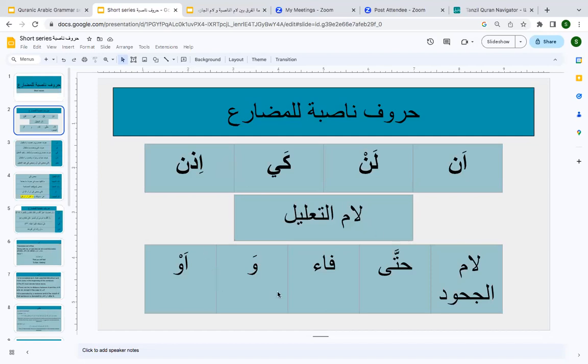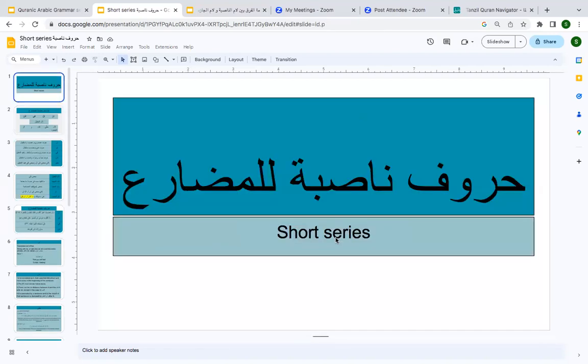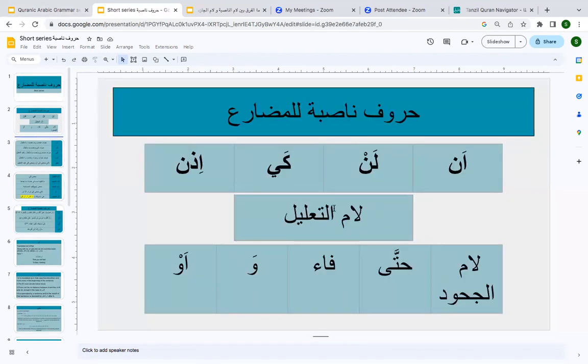All the rest, what do they have that makes mudari mansoob? Do they act on their own or do they have something hidden after them? An mudmira. Lamu talil, lamul jahud, and these names don't matter. If you only know lam, that's good. As long as you know the li, you're good. For now, li is good. Hatta, fa, waw, aw, all of them have hidden an after them. This can be the question in your test, and nobody should get it wrong.